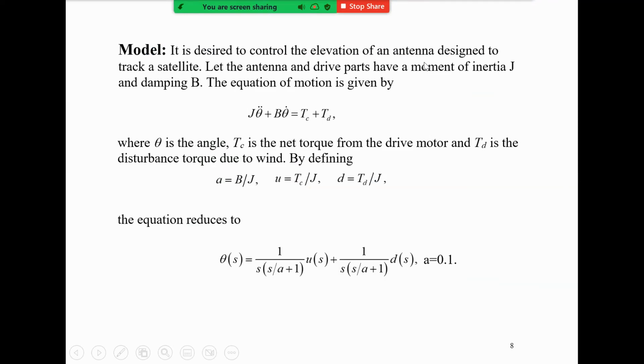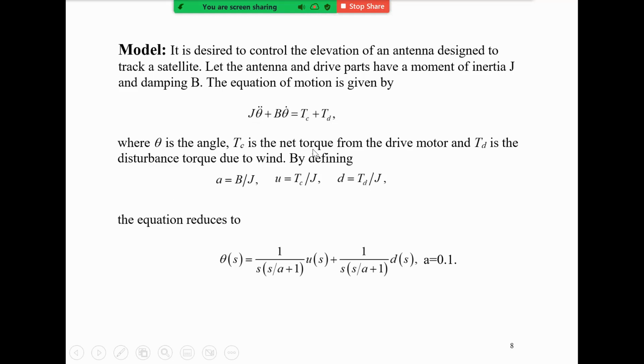Of course, we can easily use Newton's second law to model the position of the satellite. This theta is the angular position, J is the moment of inertia, B is the damping, and TC is the net torque from the motor. Now here is TD. TD models the disturbance. Probably suddenly there may be a wind blowing on the antenna. Can you deal with that kind of disturbance?